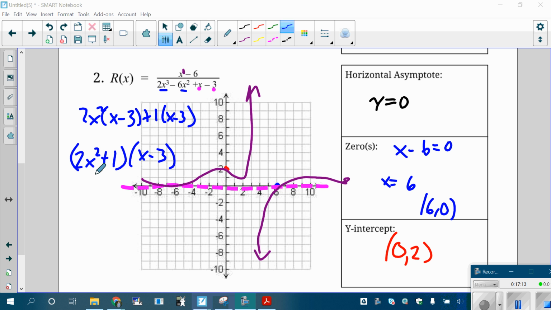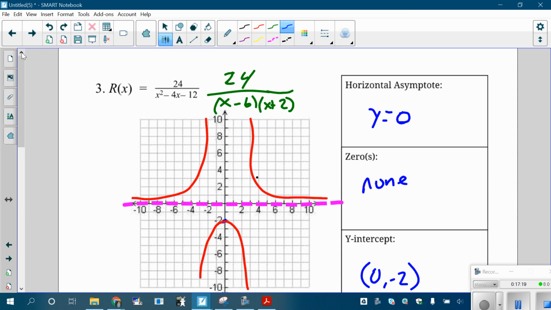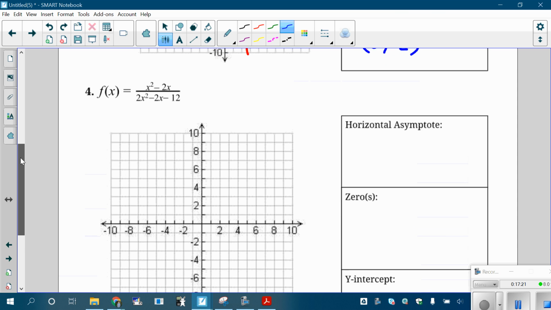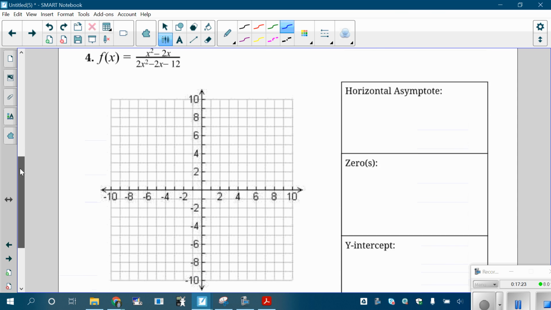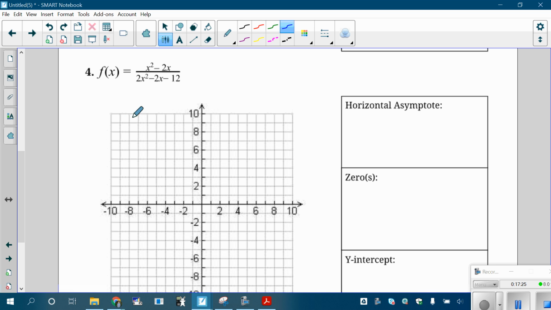Okay, you should have gotten 2x squared plus 1 times x minus 3. That's that factoring by grouping. Cool. Okay. Let's do number 4 together here. Cool, and this will be the last one we do for this video. Again, I want to factor all of this just to practice factoring.